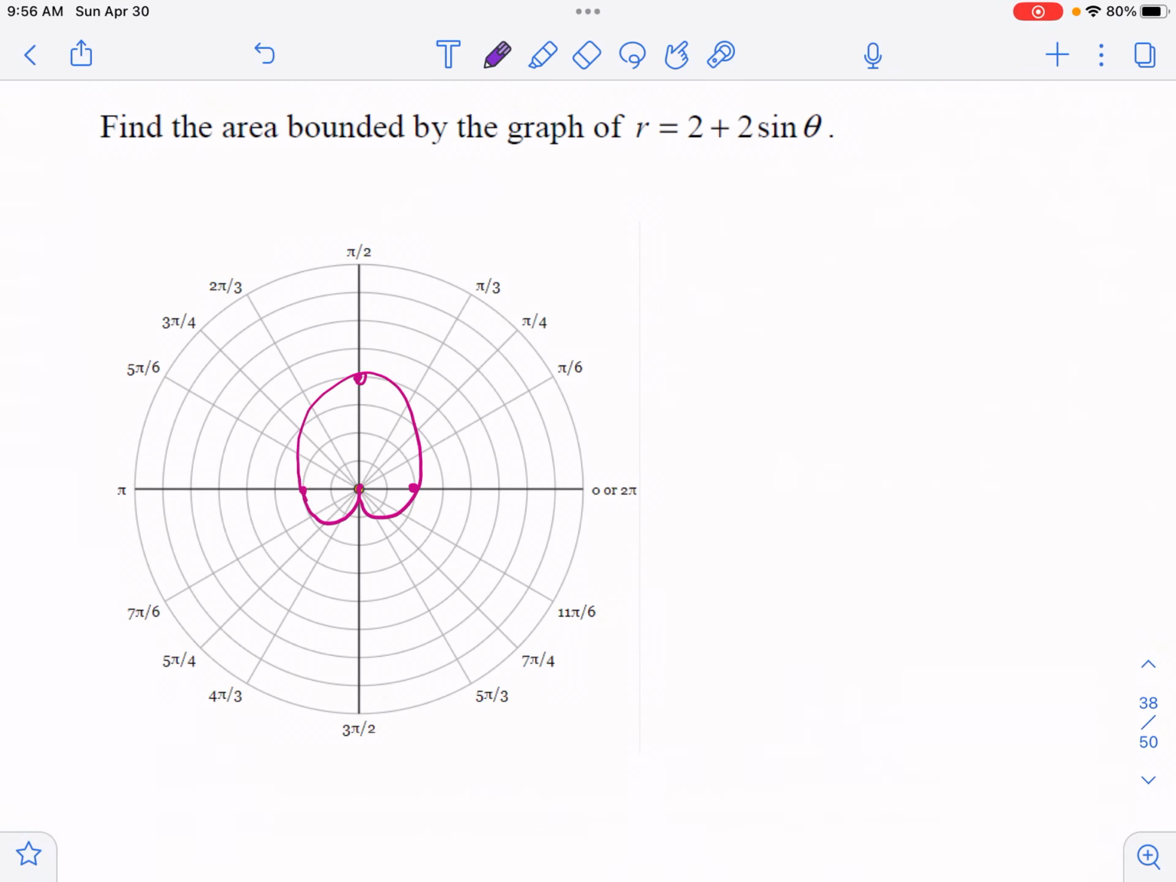Alright, in this video I'm going to continue with some more examples of finding area bounded by polar curves. And this one we're just going to set up. I'm going to do two just basic setups, assuming you can take out your calculator. And then I'll do one where we need to actually compute it.